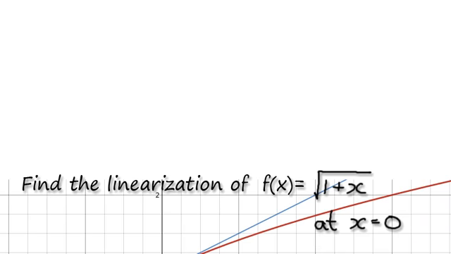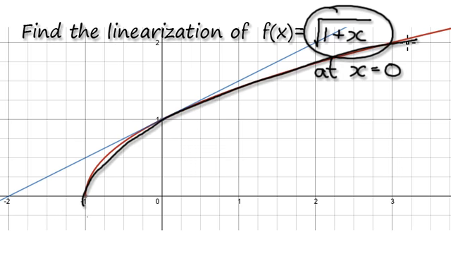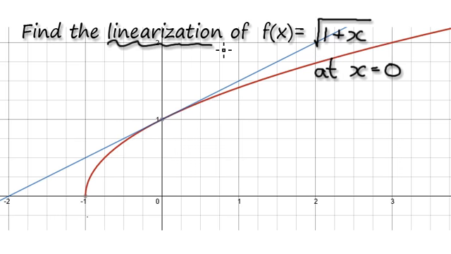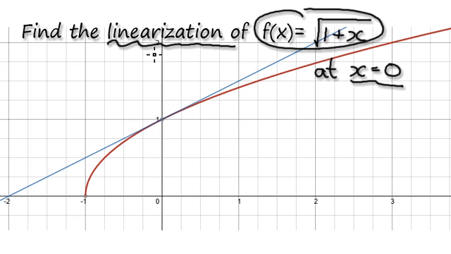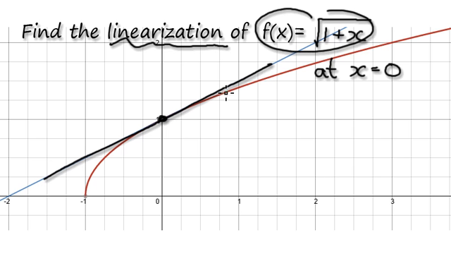Okay, so let's give you guys some practice now. Here, find the linearization of the square root of 1 plus x. This square root of 1 plus x is given by this red line here. Me asking you to find the linearization of the red line at x equals 0 is like me asking you to find the equation of this tangent line at x equals 0.